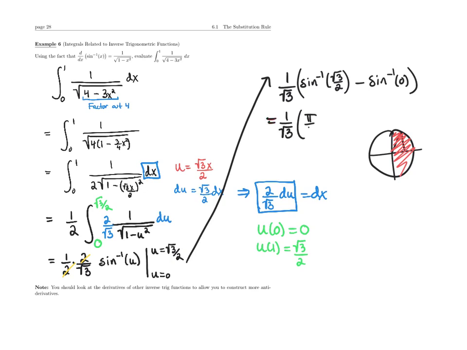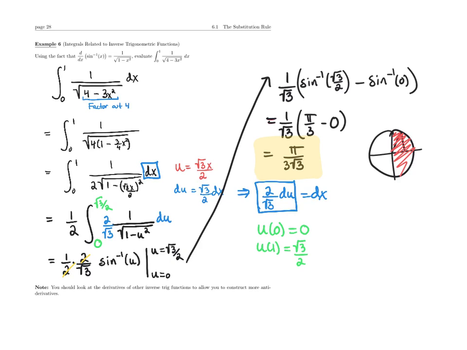times pi over 3 minus the inverse sine of 0 is asking me at what angle is the sine 0. Well, that's right here at 0, so minus 0. So our final answer is pi over 3 root 3. You can rationalize that, you cannot rationalize it. I'm fine with you just leaving the answer like it is. So that is my final answer.